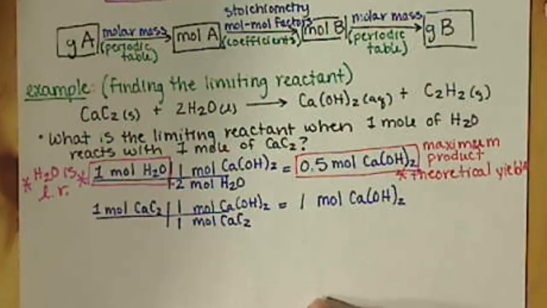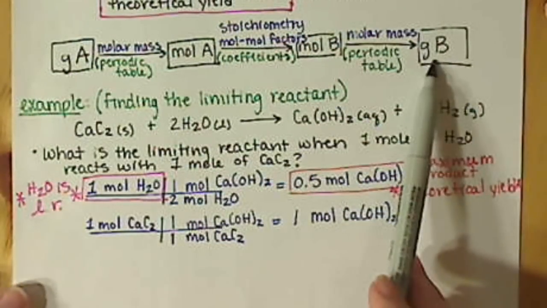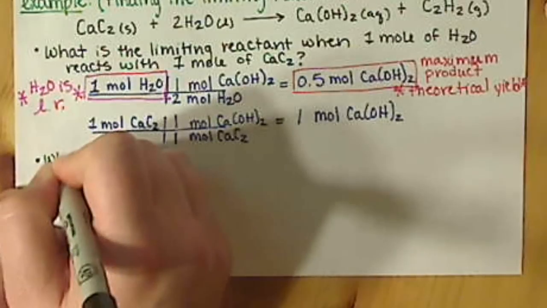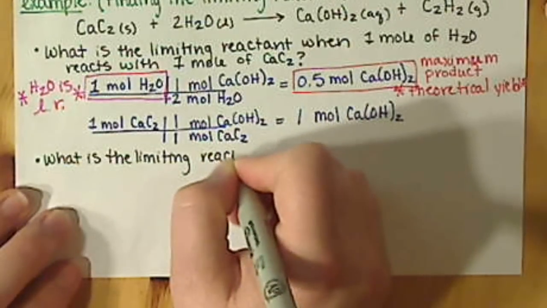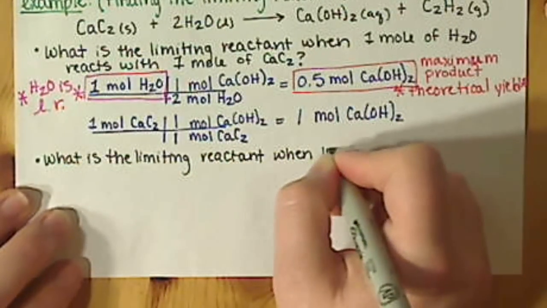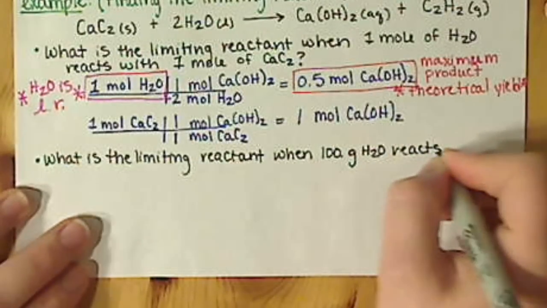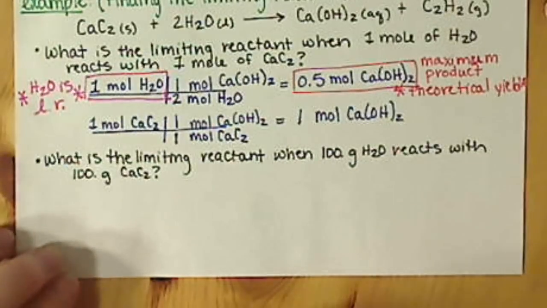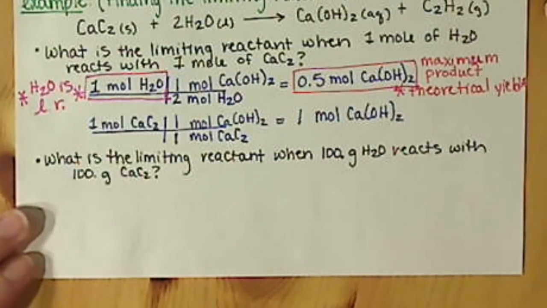All right. Let's do another example, and let's utilize now our full calculation road here. We're going to start with grams of A and end up with grams of B. So what is the limiting reactant when 100. grams of H2O reacts with 100. grams of calcium carbide?